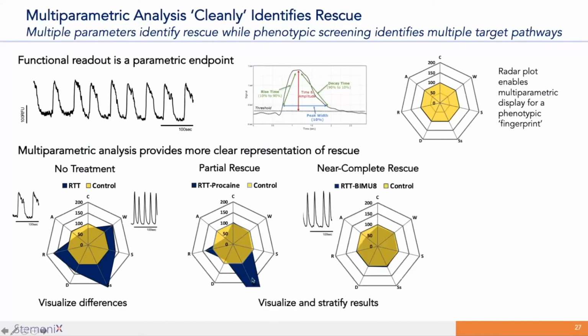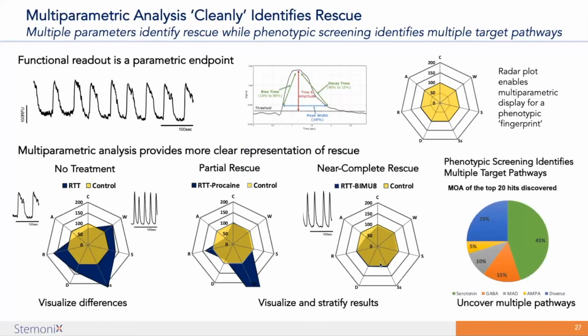Whereas additional compounds were even able to affect a greater rescue across multiple endpoints. For example here, compound BIMU8. We showed almost a full rescue across all 7 parameters. All right, so you're really able to differentiate now the level of rescue for each of the different compounds.